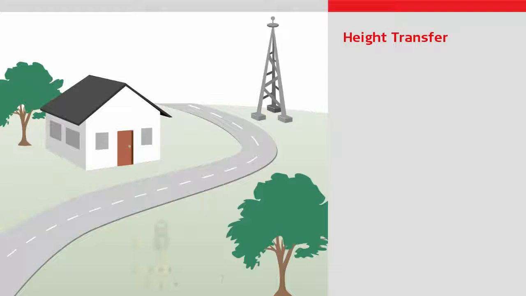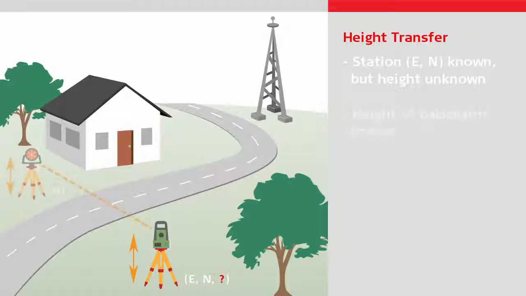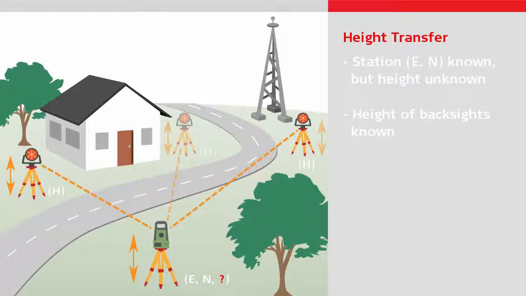Use the transfer height method in the following case: if the point over which you will position the total station is known, but not the height, and you simply need to establish the height of the total station by measuring to one or more points of which the heights are known. Note that the orientation of the total station would already be correct, or you don't care what is the orientation.